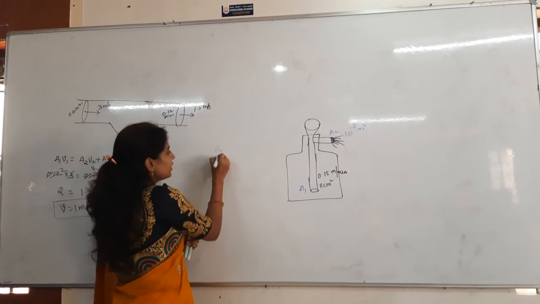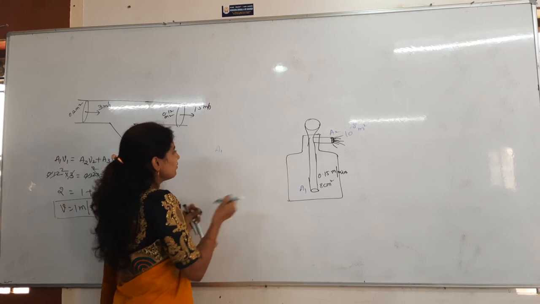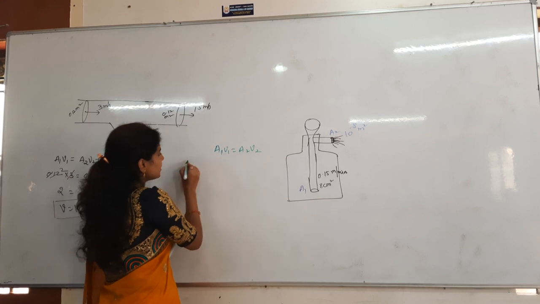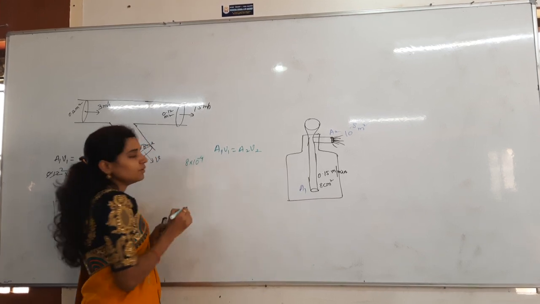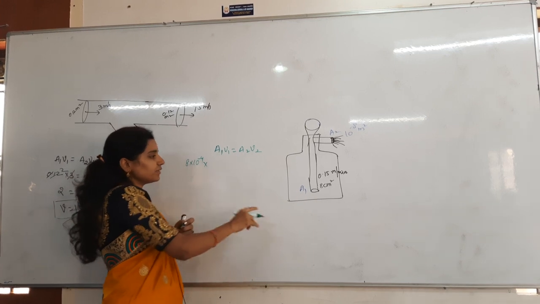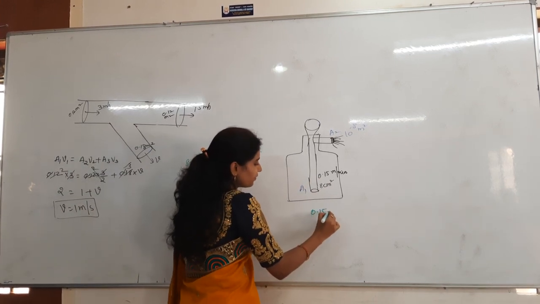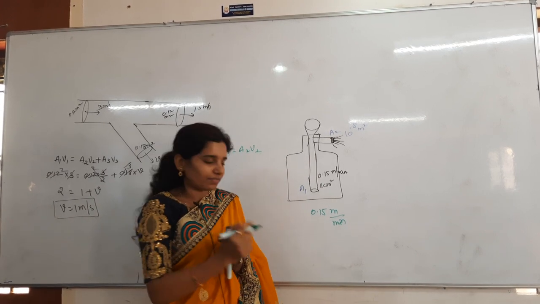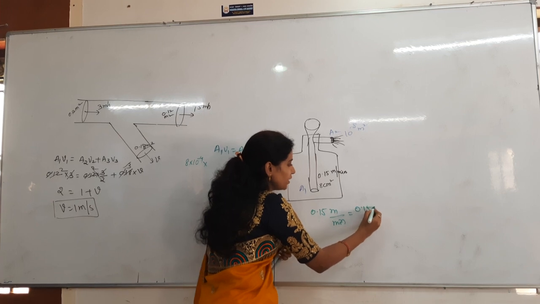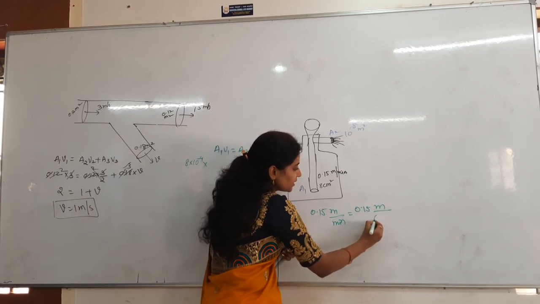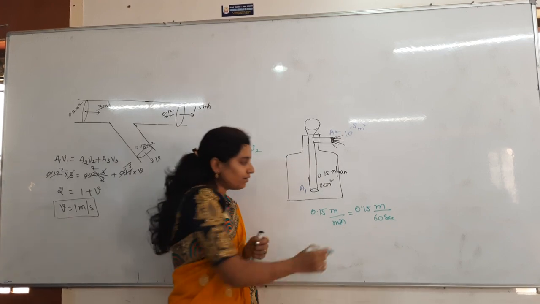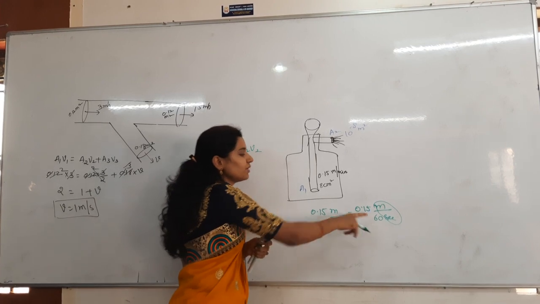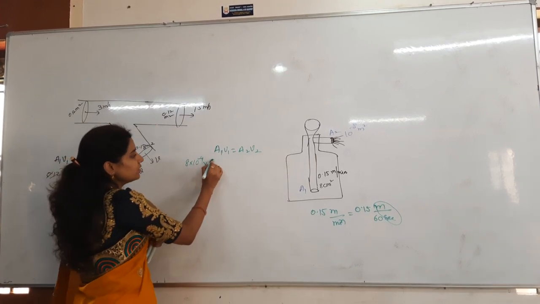Now I have to apply the equation of continuity, that is A1 V1 equals A2 V2. A1 is how much here? 8 centimeter square, nothing but 8 into 10 power minus 4. V1 is how much here? The velocity is 0.15 meters per minute. You have to convert into meters per second. So 0.15 meters is as it is. A minute means 60 seconds. Now our units came as meters per second. Then the remaining value is 0.15 by 60. That is the velocity.